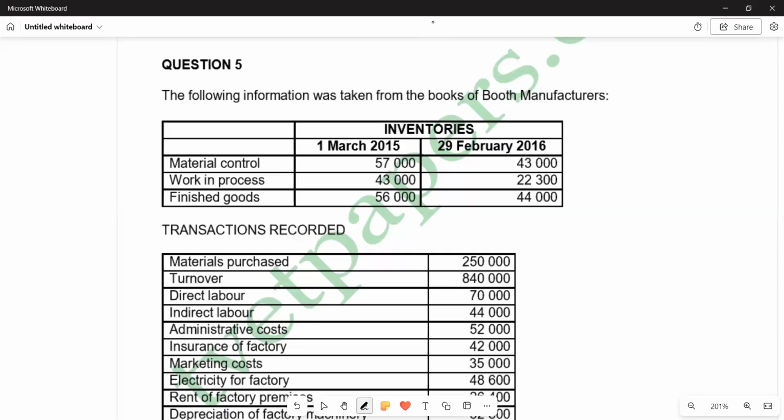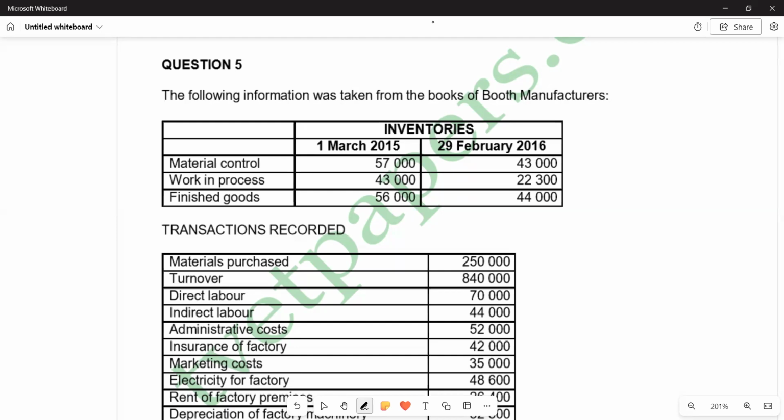Okay. Welcome back to Cost and Management Accounting Exercise. In this video, we want to look at the preparation of the production cost statement and the statement of profit or loss. So, for the income statement, we are going to go through question 5 on that question paper.